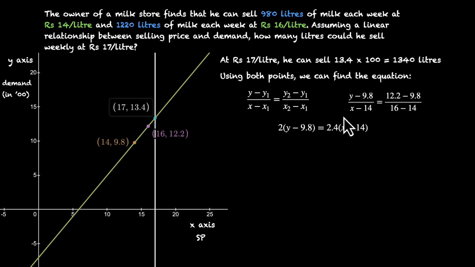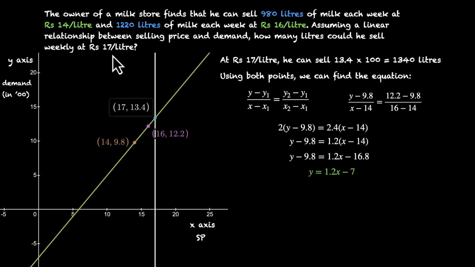2 cancels out with 2.4. This is y minus 9.8 equals to 1.2 times x minus 14. This becomes y minus 9.8 equals to 1.2x minus 12 times 14 is 168. So 1.2 times 14 is 16.8. So this becomes y equals to 1.2x, and then the difference of 16.8 and 9.8, that's 7. So that's y equals to 1.2x minus 7. And this is the equation of this line. We have assumed a linear relationship.